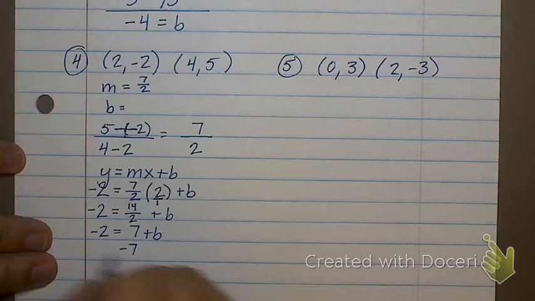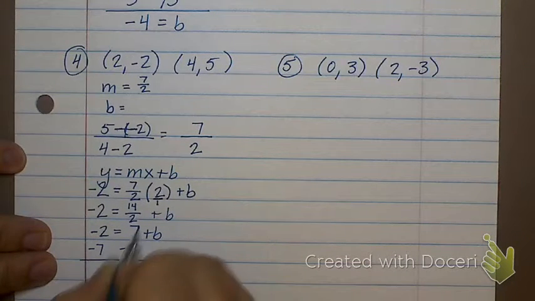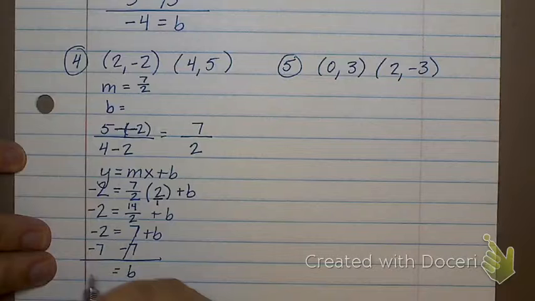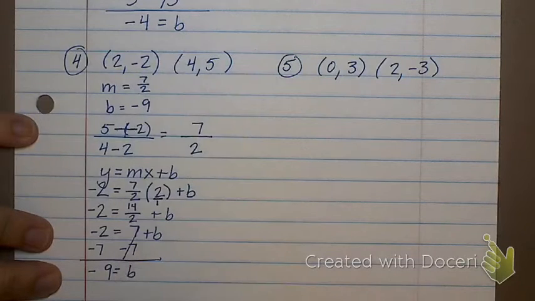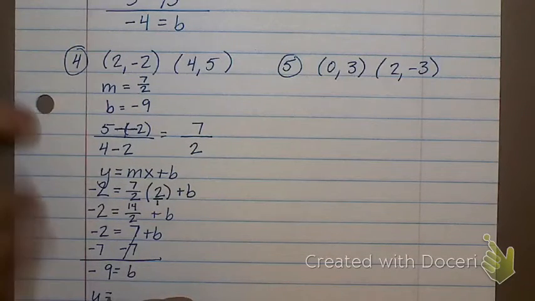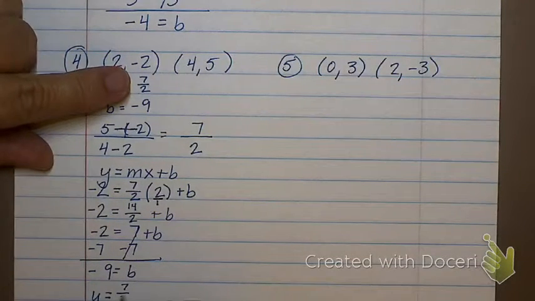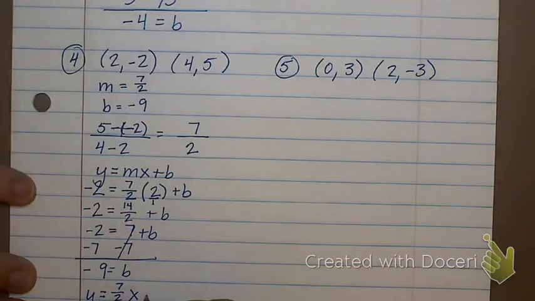If I subtract 7, what's my b value? Negative 9. So what's my final answer? Y equals 7 halves x minus 9.